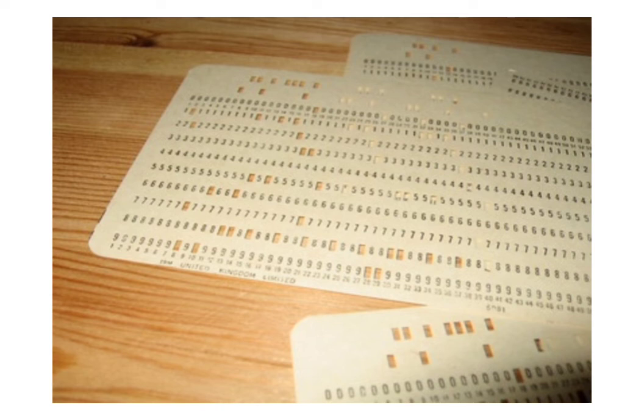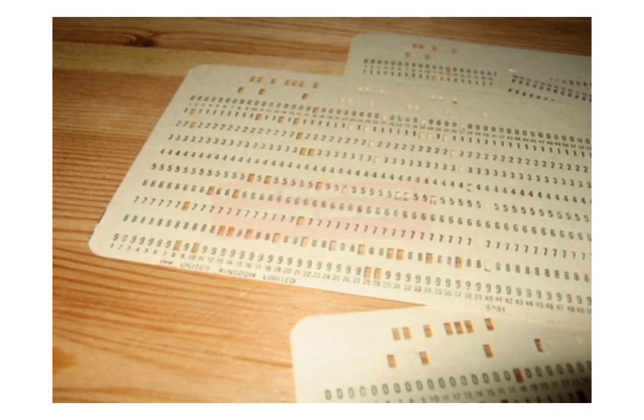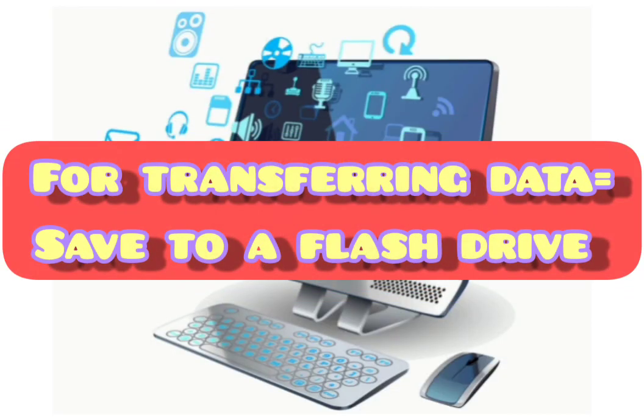When saving anything on a computer, it may ask us for a storage location, which is the area in which you would like to save the information. By default, most information is saved to the computer hard drive. If we want to move the information to another computer, save it to a removable storage device such as a flash drive.